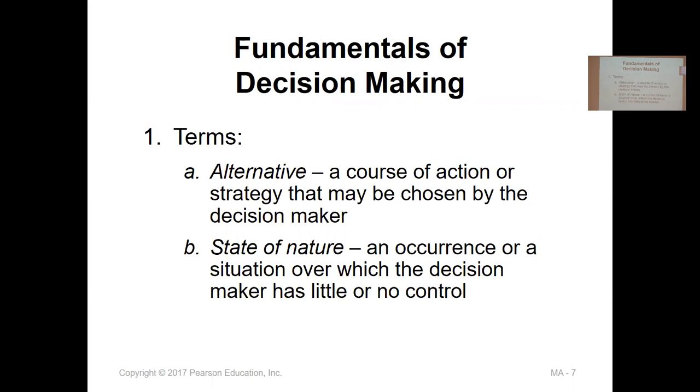In all of our decision-making models, we're going to be looking at the alternative options that we have, as well as the state of nature. The state of nature is an occurrence or a situation over which the decision maker, that would be you, has very little control. So in other words, what's going to happen? Well, we're not necessarily positive on that. And how positive we are is going to help us figure out how we make this decision in the first place.